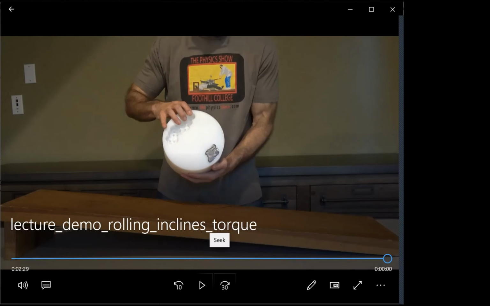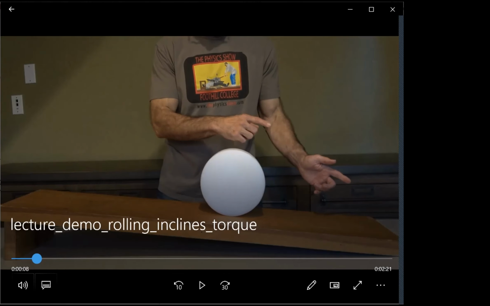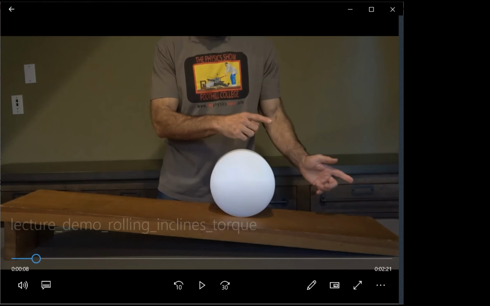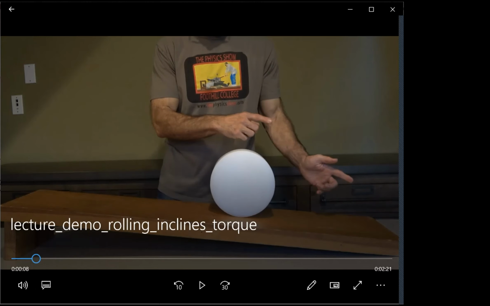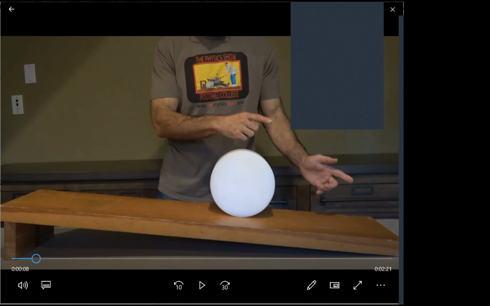Okay, let's go through this again. Some good stuff in here. So, why do objects typically roll downhill? I'm going to try to annotate on this thing. We'll see. Let's see. What color do I need? Red.